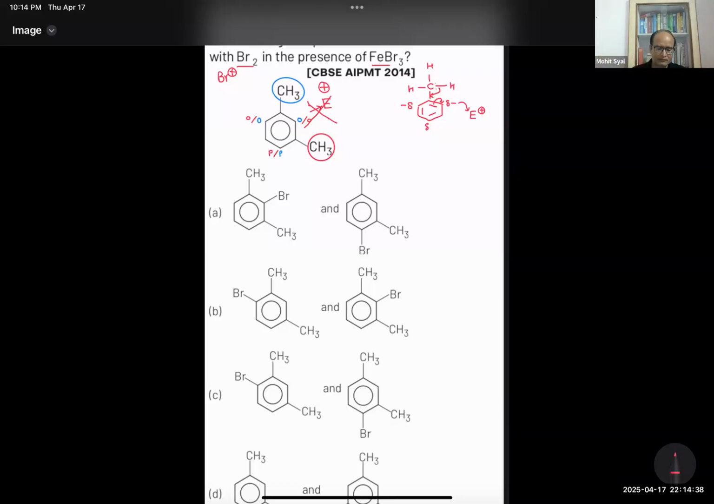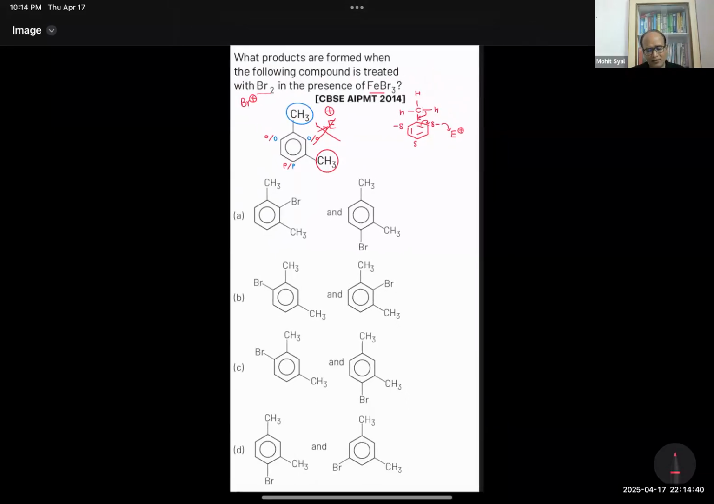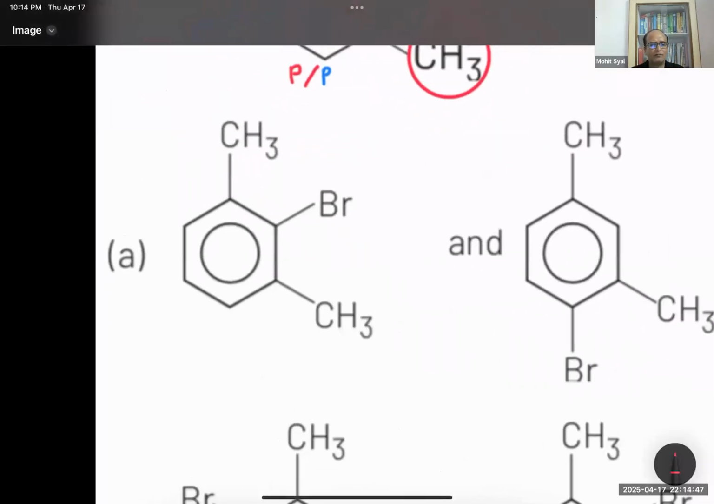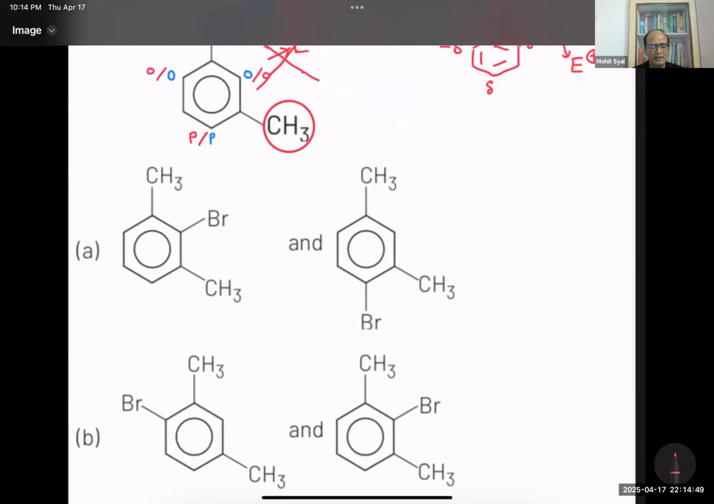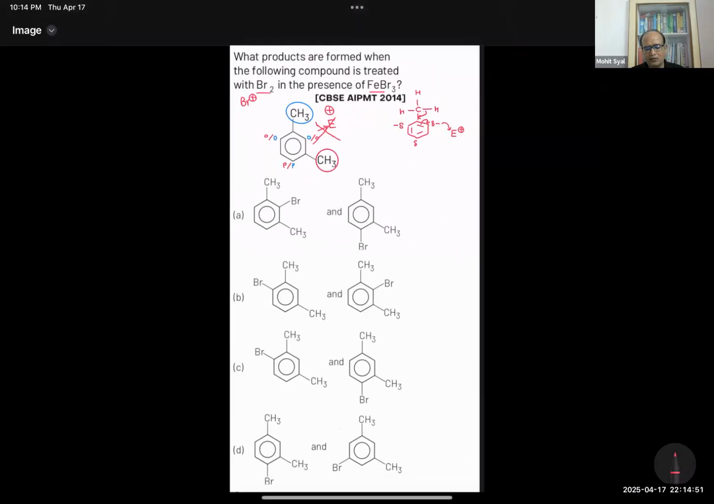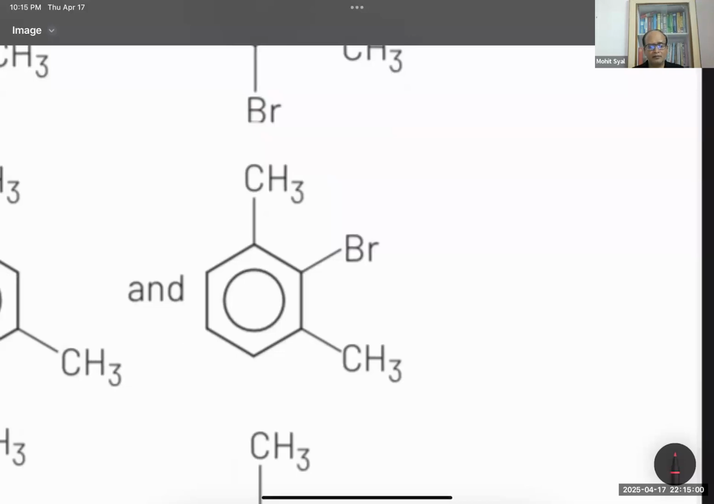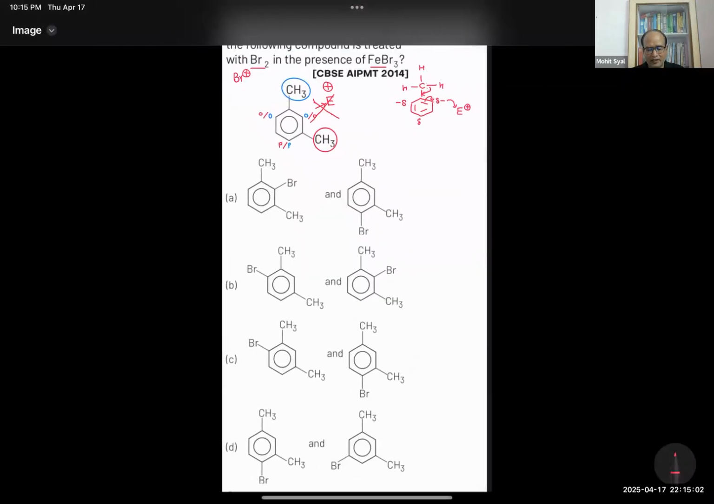Correct. Got it? Because of that, A is problematic, this one. This is the least likely to form because of the statement. So in B also, that is least likely to form, the second option. In D, the problem is you are attaching Br somewhere else where you do not have electron density. This is the meta position.